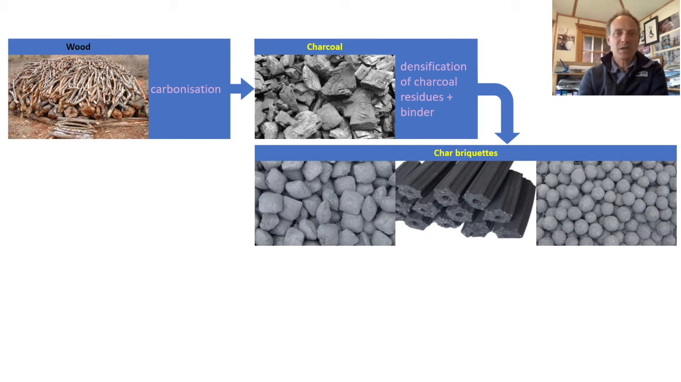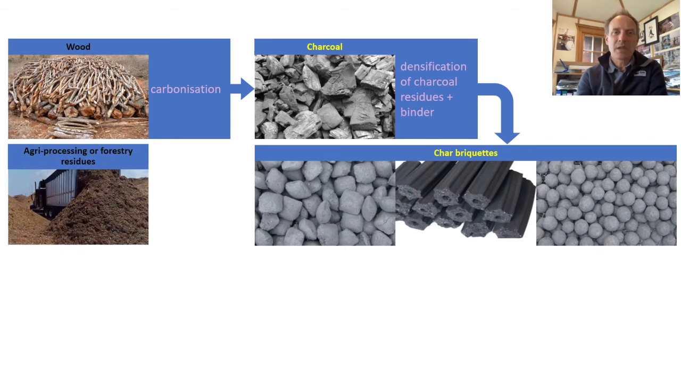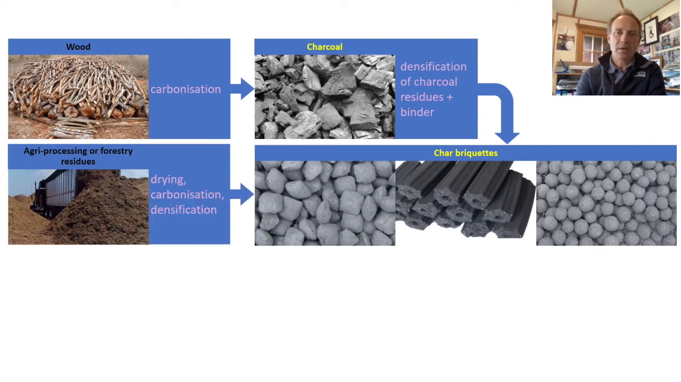You can get the same types of briquette using agricultural processing residues, field residues, or wood processing residues like sawdust through a slightly different route. You dry those residues if they're not already dry, again you carbonize them, and again you densify them, and you can also get char briquettes.